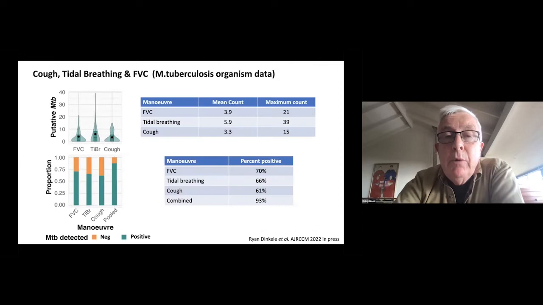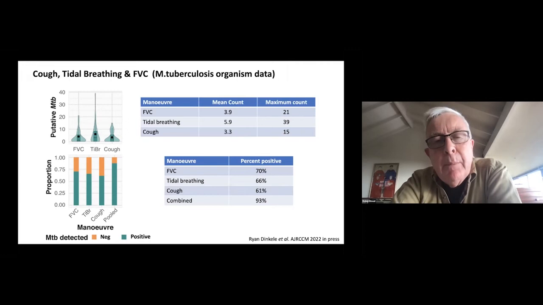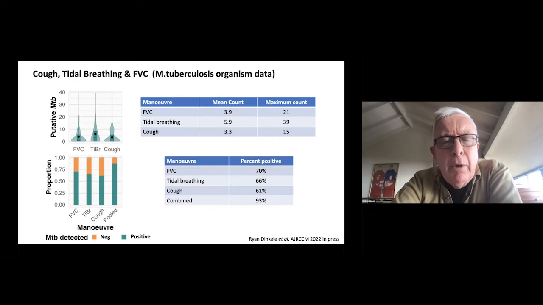But if we move on to look at the number of organisms, and we believe that these organisms are probably principally derived from the peripheral lung, you can see that the counts are very similar across the three maneuvers, slightly higher in the tidal breathing group. And in the lower panel on the left, you see the problem with dealing with very small numbers. Each of these processes takes place for about 5 minutes. Part of the reason for that is it's very unpleasant to cough for longer than 5 minutes. But if we take 5 minutes of forced vital capacity, tidal breathing, or cough, we get about 70% positivity.